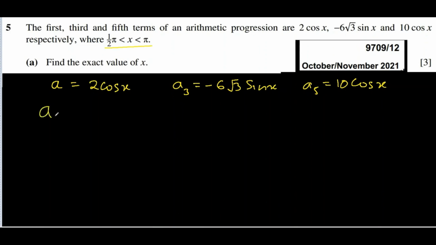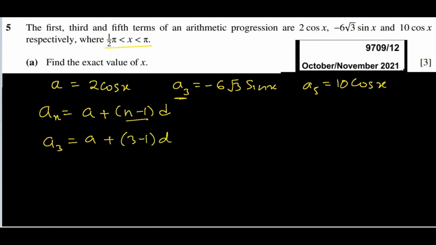So the general formula for the term is an equals a plus n minus 1 d. Here an is a3, so a3 will be a plus 3 minus 1 d. So a3, which is negative 6 square root 3 sin x, equals a, which is 2 cos x, plus 2d. This becomes equation number 1.